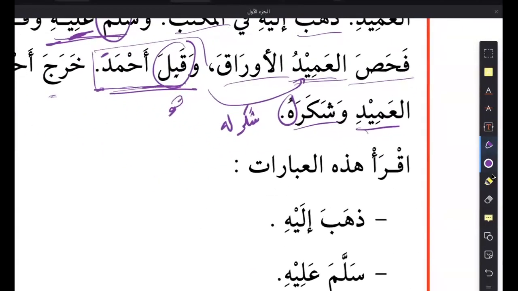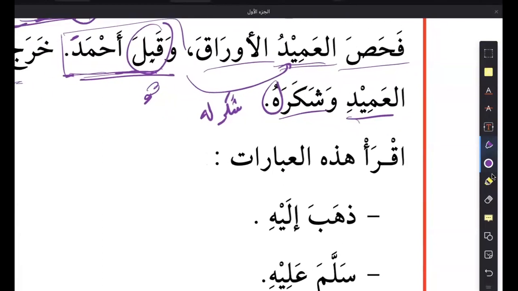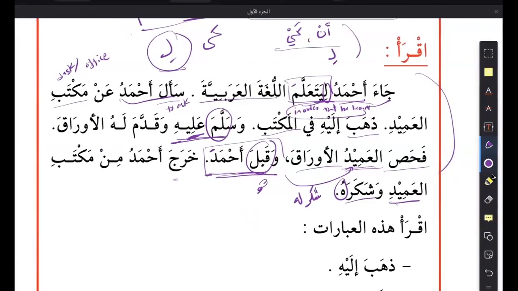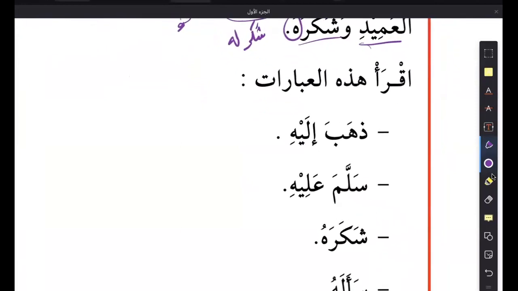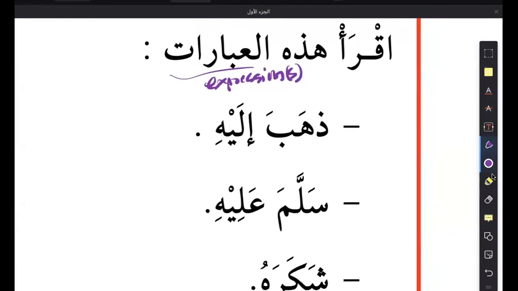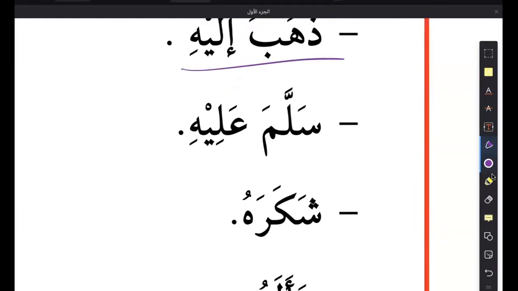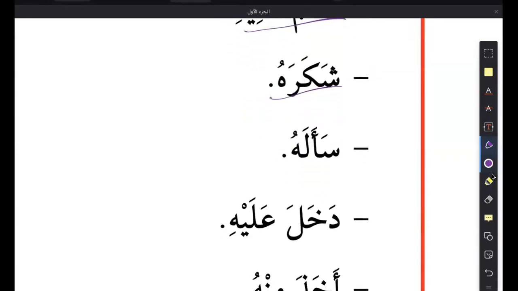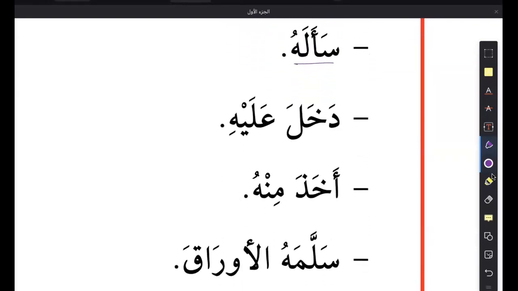Good. Then it says اقرأ هذه العبارات. Okay, so the text is finished. So this was small paragraphs. Nice, very simple things. So it says اقرأ هذه العبارات. Ibarat is from ibara, that means expressions. To read these expressions. Okay. So ذهب إليه, سلم عليه, شكره, سأله, دخل عليه, أخذ منه.